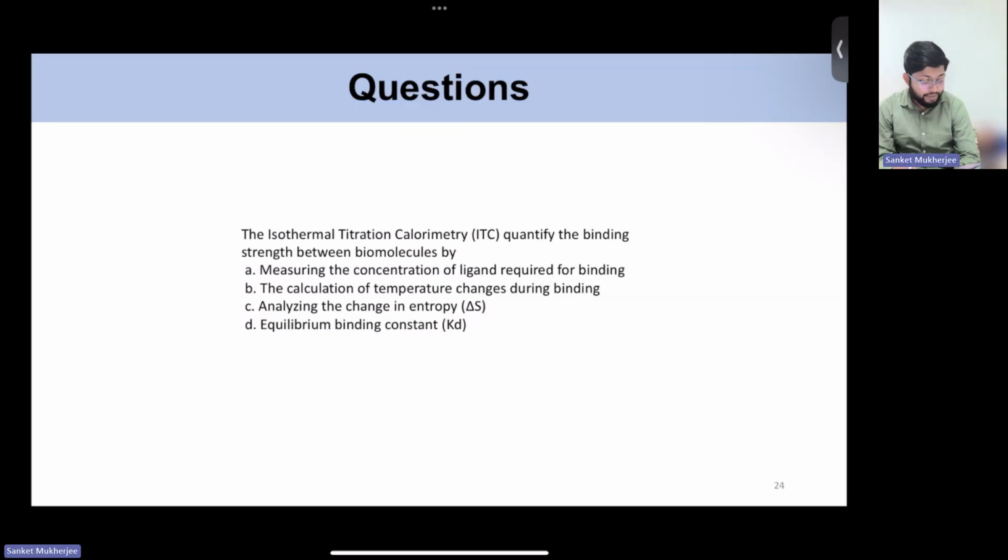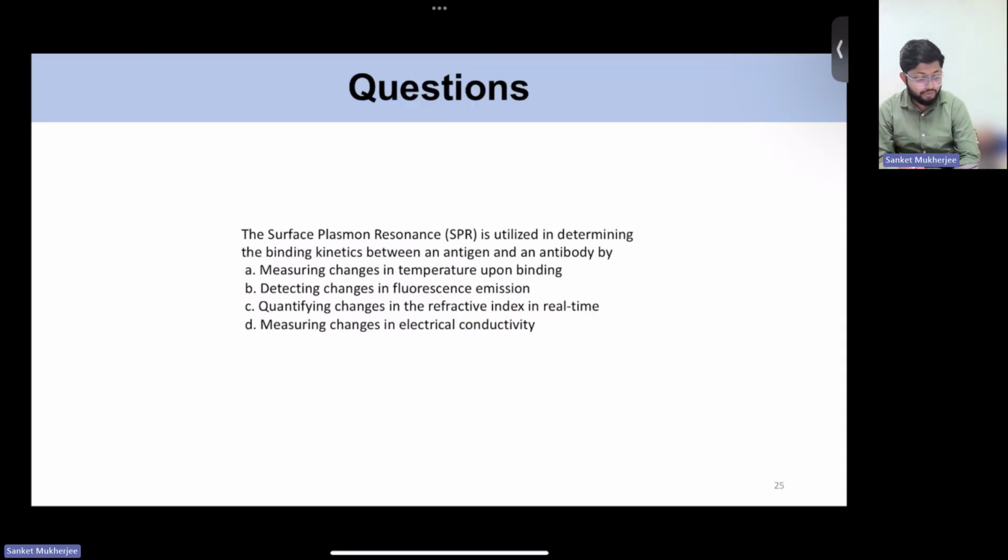Isothermal titration calorimetry quantifies the binding strength between biomolecules by measuring the concentration of ligand required for binding, calculating the temperature changes during binding, or analyzing the entropy or equilibrium binding constant. Binding strength is always found out through the equilibrium binding constant, also known as the dissociation constant. That's why the D in the KD. So that actually tells you the quantification of the strength between the binding of biomolecules.